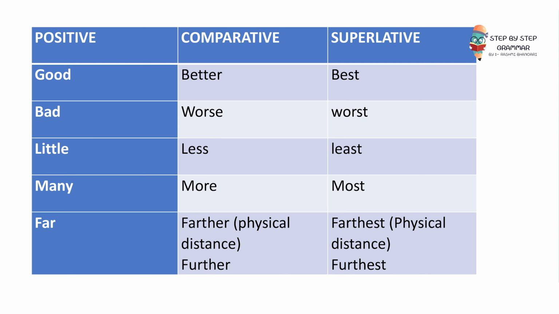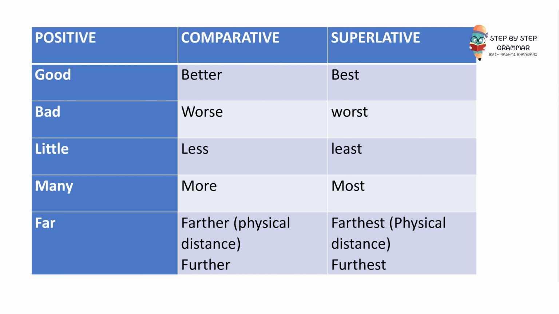For example, if it is good, the comparative is better. This cloth is better than that cloth. It's not gooder, it's not goodest, it's better and best. This cloth is the best in the shop. We are comparing it with all the other fabrics that are there in the shop.